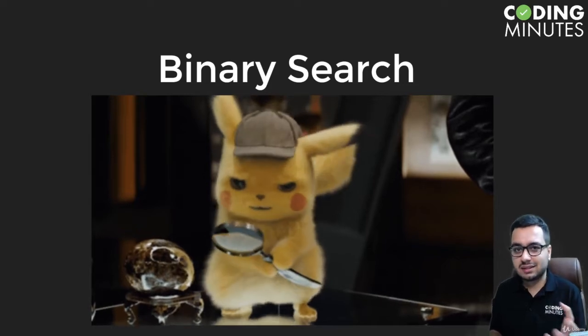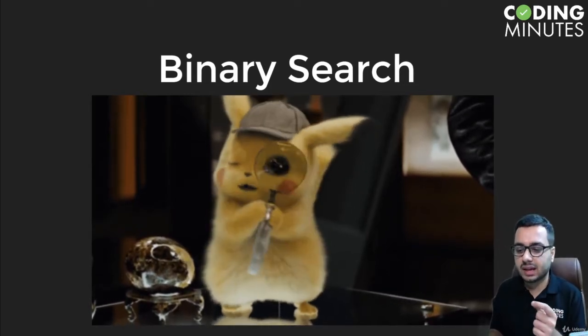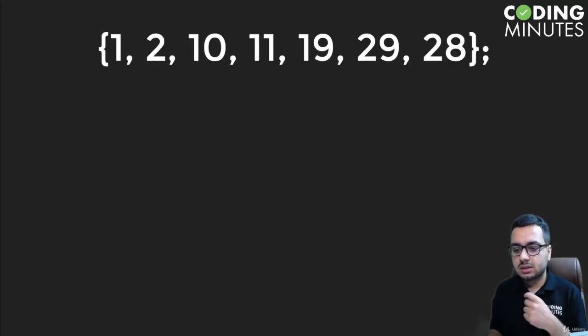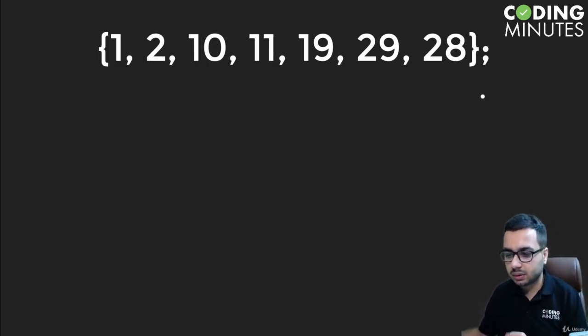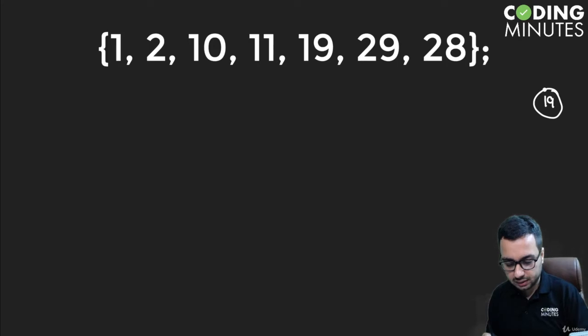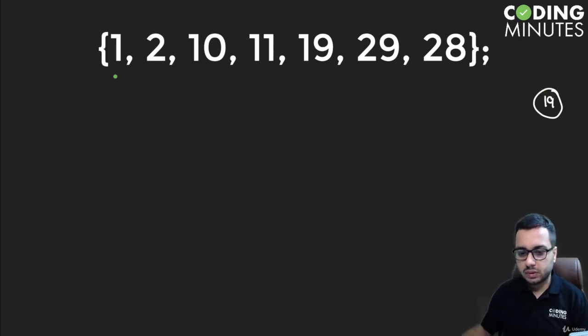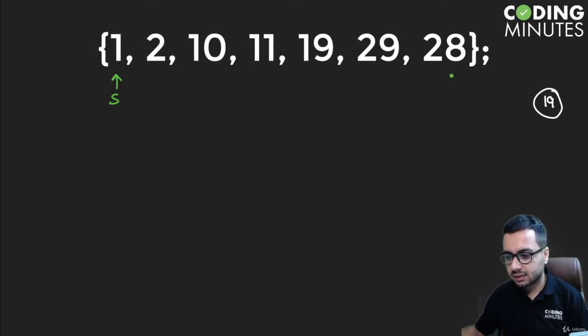Let us discuss the exact algorithm, which will help us save time if the array is sorted. Let's say this is how the array looks. Binary means two, so every time we divide the array into two parts by the middle element. Let's say we are looking for 19. We know this is the starting point of the array and this is the ending point, so we find the middle element, which is 11, and divide the array at the midpoint.